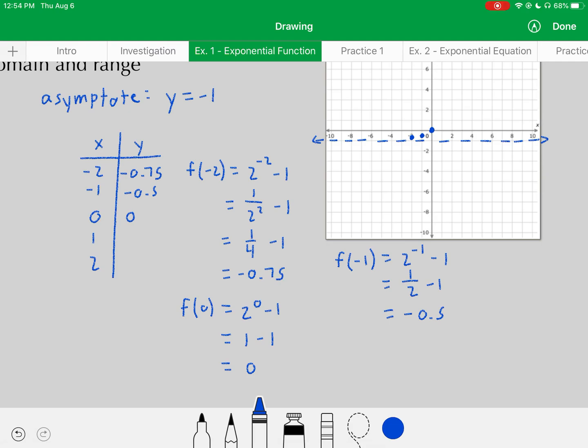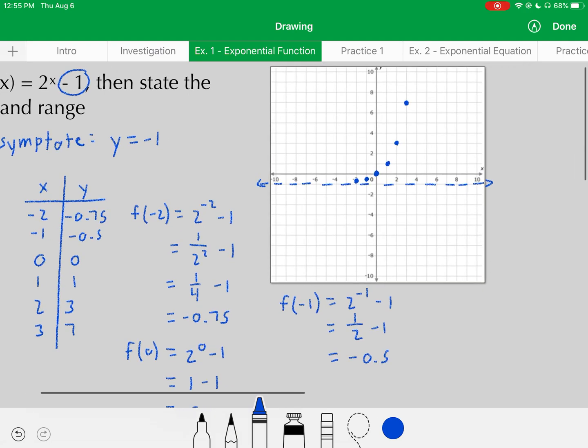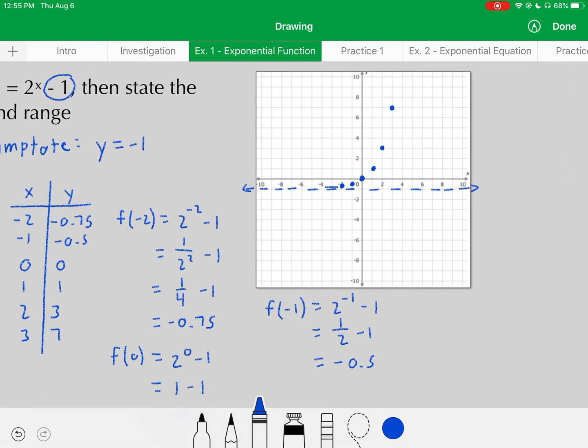Okay. And then I think we can do the other two very quickly. 2 to the first power is 2. 2 minus 1 is 1. 2 to the second power is 4. 4 minus 1 gives me 3. And you could plug some more values in, right? If I went to an x value of 3, 2 to the third power is 8. 8 minus 1 gives me 7. Okay, so we've got plenty of points now to sketch this curve, and it's going to look like this.